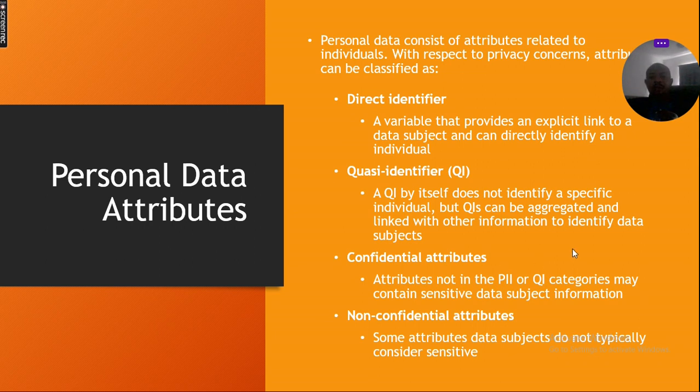Now, confidential attributes. Confidential attributes not in the personally identifiable information or quasi-identifier categories may contain sensitive data subject information. So confidential is something that contains very sensitive data subject information. Then non-confidential attributes: some attributes data subjects do not typically consider sensitive, because some information you have is not sensitive. Okay, now let's move on to the next one.